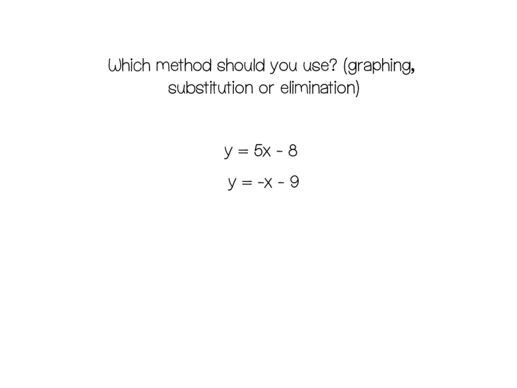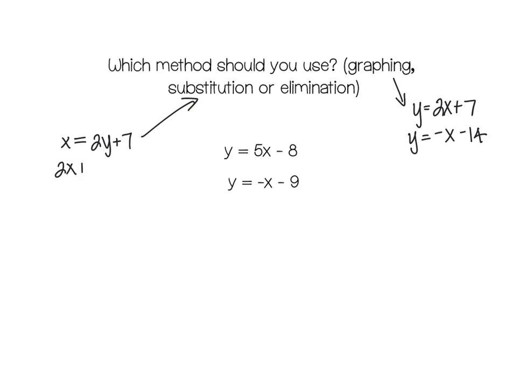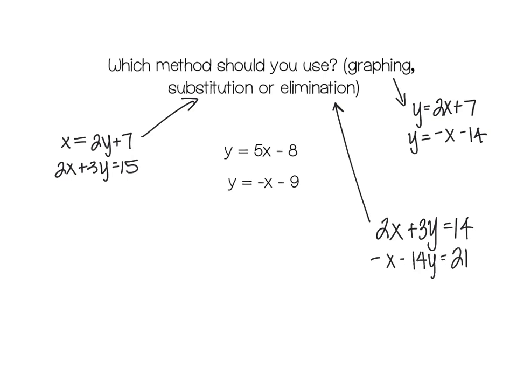Just in case you forget, we use graphing when we have two equations that look something like this and are both solved for y equals. So that's just an example. We use substitution when we have one equation solved for either x or y, and the other one might just look something like this. And we use elimination when we have both equations with x and y on the same side. So again, this is just an example, but it might look something like this.